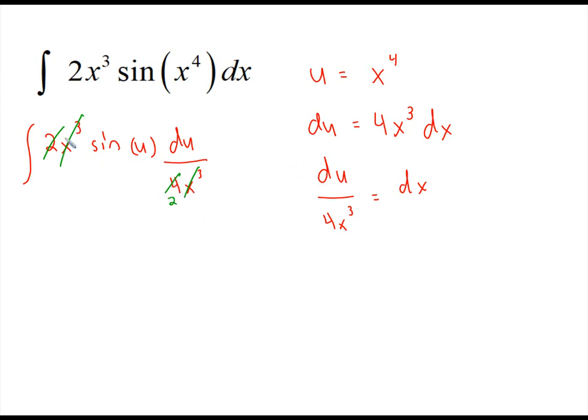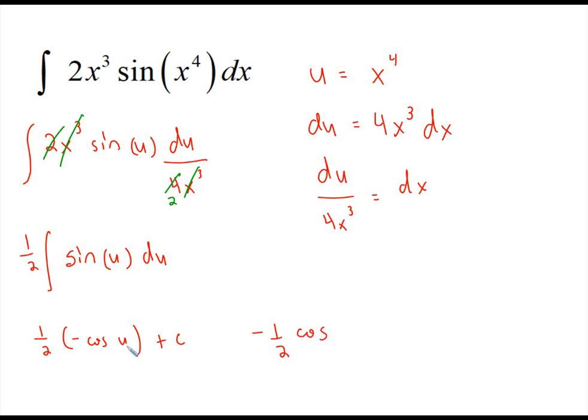Now you notice this 2 is on the bottom, so that means this is like 1/2. What I can pull out to the front of the integral symbol is 1/2. So we have 1/2 times the integral of sine u du. And then this fits our integration table. If we integrate sine, that's going to give us negative cosine of u, plus c. So basically this is going to be negative 1/2 cosine, substitute back in the u, our u is x to the fourth, plus c.